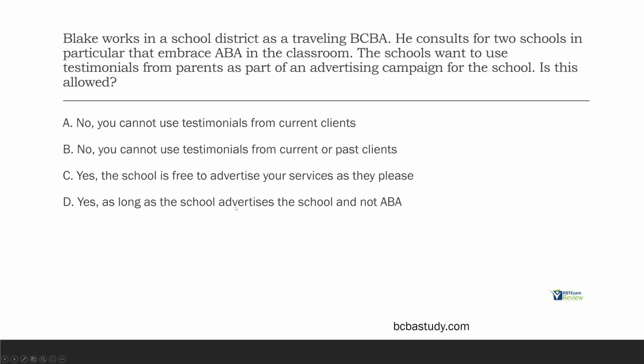Yes, as long as the school advertises the school and not ABA. As long as the school isn't using current testimonials to advertise Blake and ABA, they're not in violation of Blake's code. As long as they're just talking about the school, the school is free to do whatever they want. Our code doesn't dictate their advertising practices unless it starts crossing into Blake and ABA territory. So is this allowed? Yes, as long as the school advertises the school and not ABA.